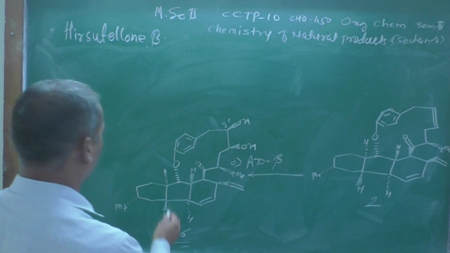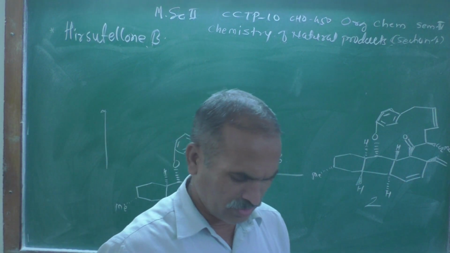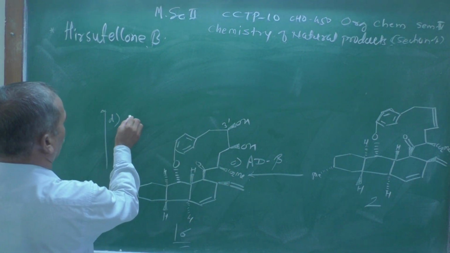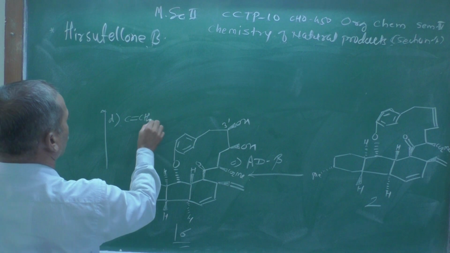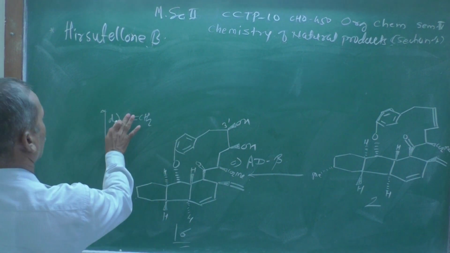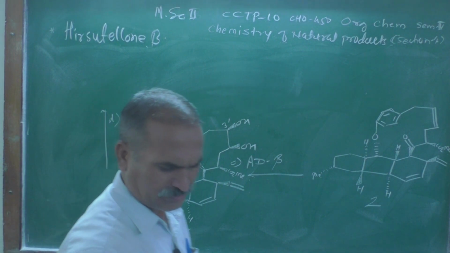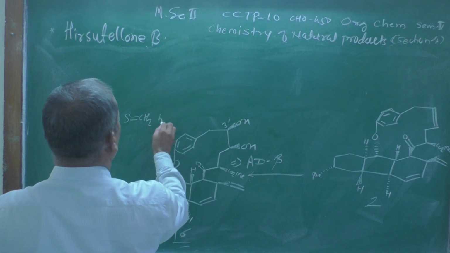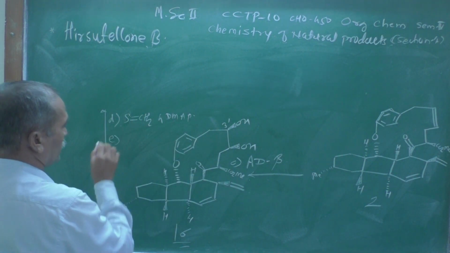Let's see, after 16, compound 16 is further treated with reagents like D: C double bond S, then CH2, yes double bond CH2, then 4-DMAP, and then reagent E.